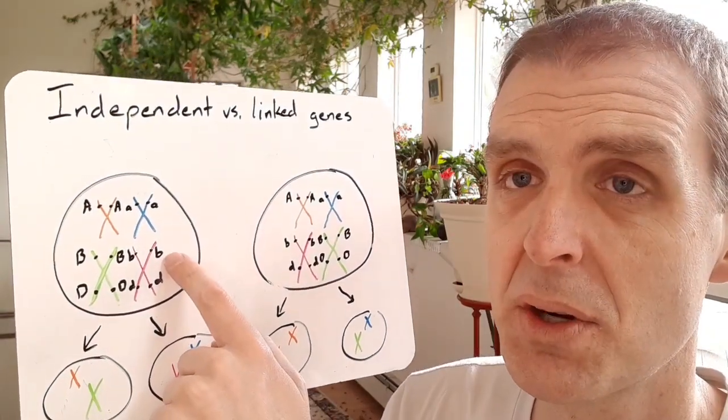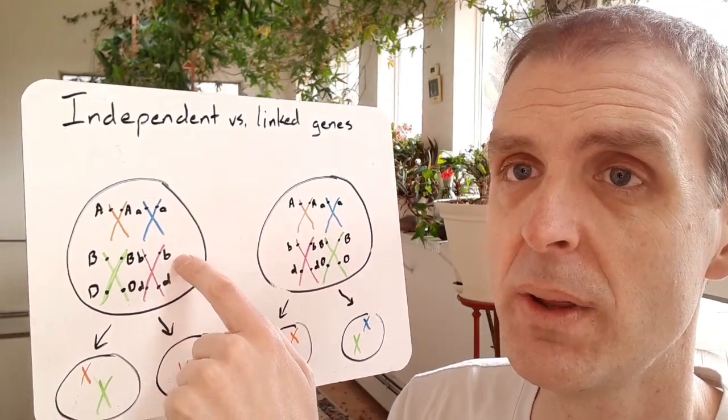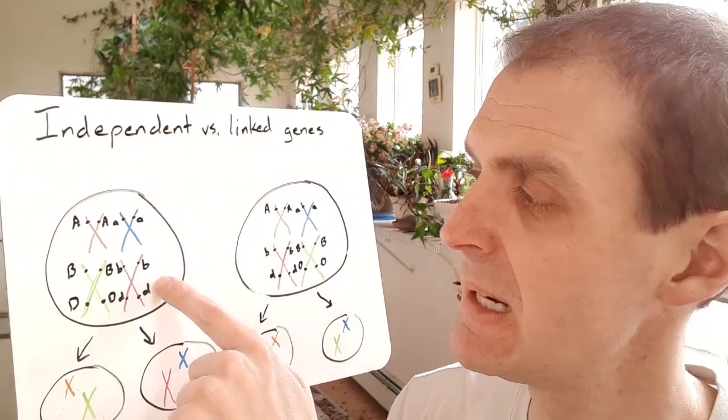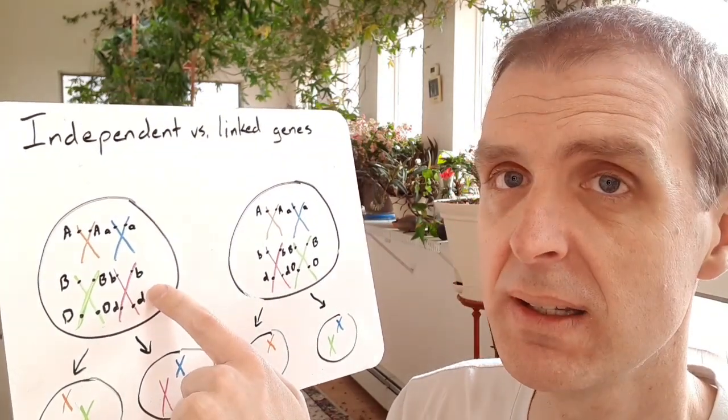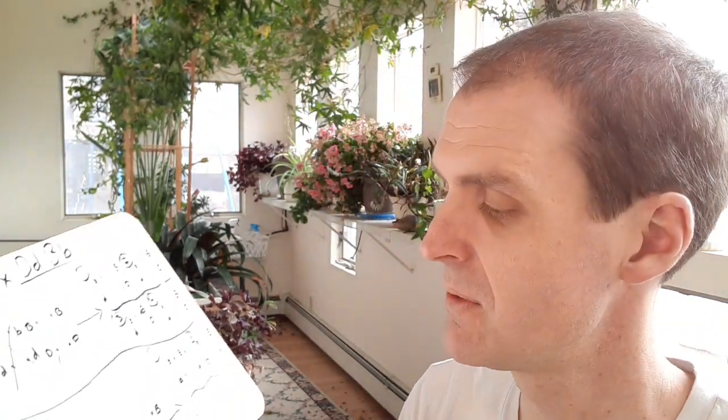Now let's switch our thinking to the genes B and D. They're on the same chromosome, so they're genetically linked, and normally with what we've talked about so far, you would think that those would always travel together. But that brings up the idea of genetic linkage.